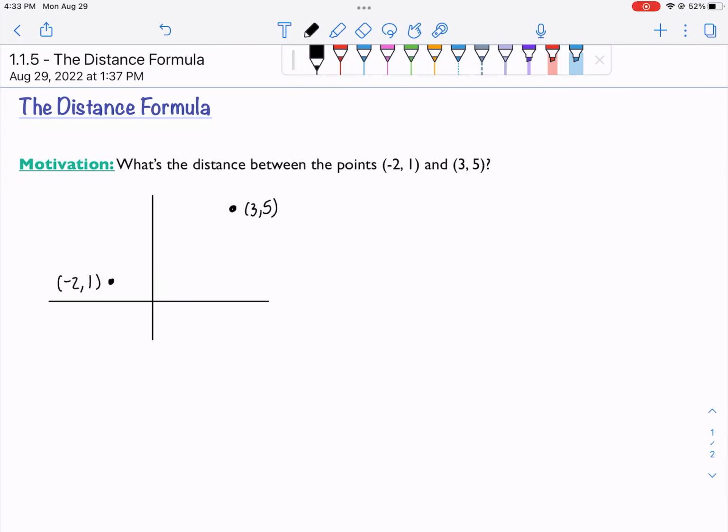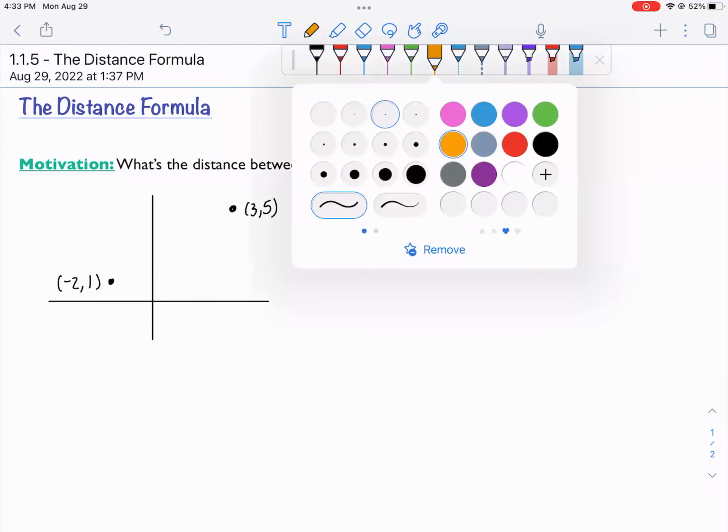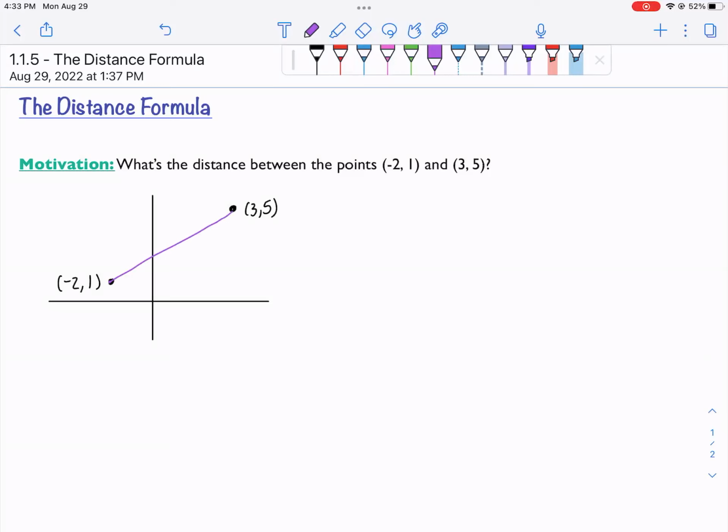about the distance formula. So let's say we have 2 points, (-2, 1) and (3, 5), and we want to know the distance between these 2 points. So this distance right here.